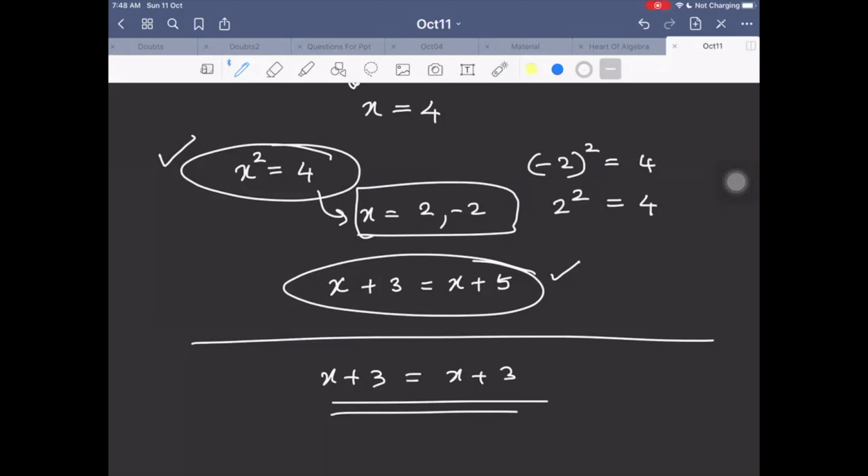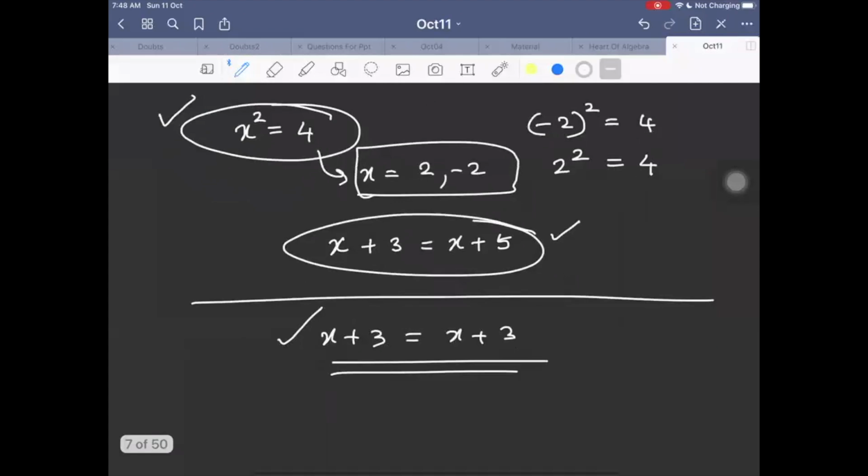What do you think will be the value of x? See, you can substitute any value for x and still the equation will be a true statement, right? This will always be a true statement, irrespective of the value of x you substitute in this expression.